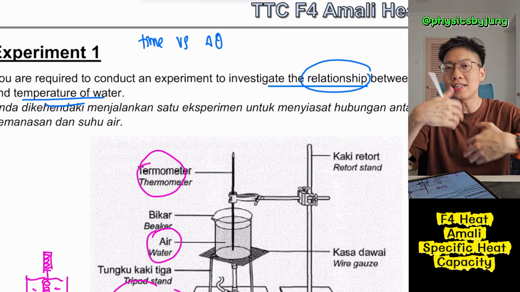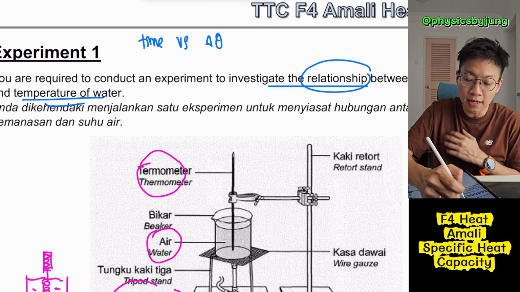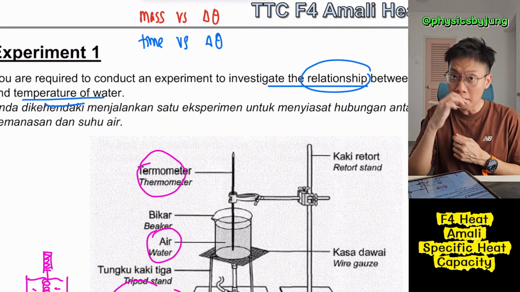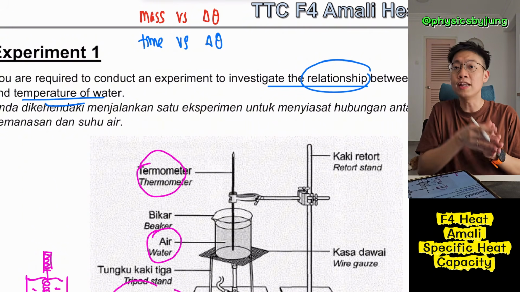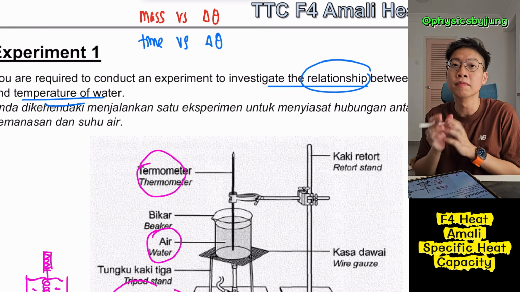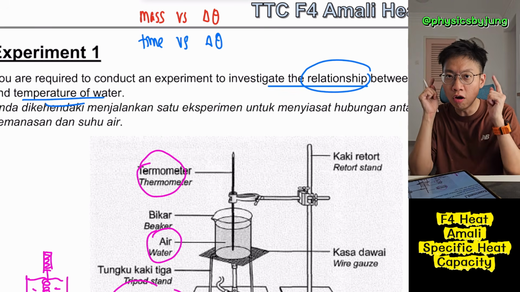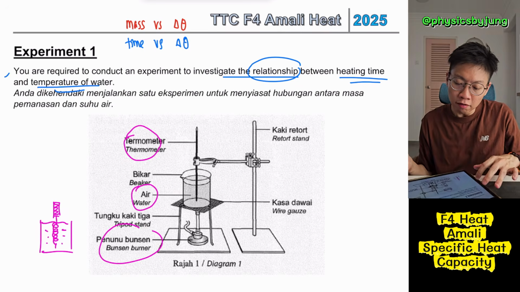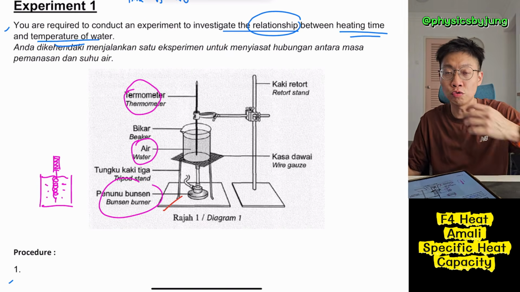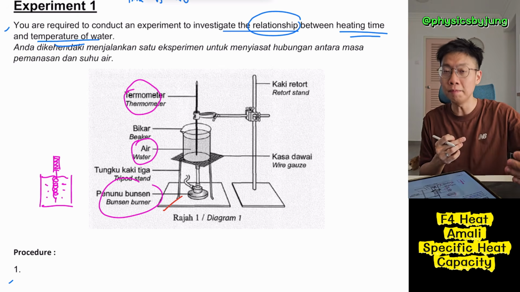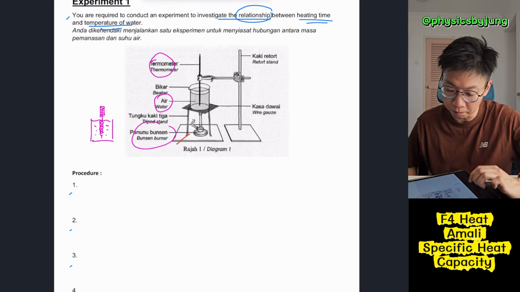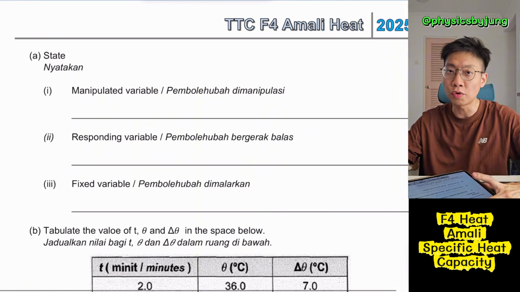So remember, there are also many types of variations. Maybe they will come out with mass against change in temperature, which means you use less water, then you increase the mass of the water, then you see the change in temperature. So guys, remember, read your Amali questions properly. Once you're done with this, if we see a Bunsen burner, most likely you heat up the water, and then after every specific time interval, you take the reading.